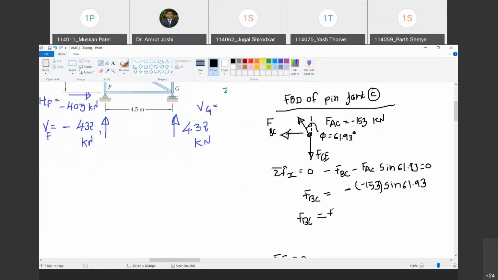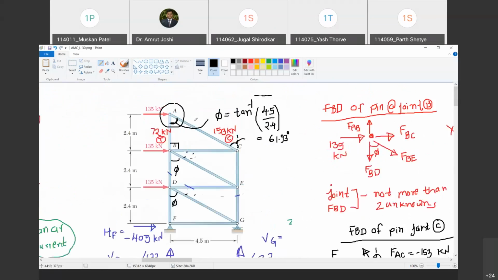FBC turns out to be plus 135. Do you agree with me? Yes, sir. So plus 135 kilonewton, meaning it is tensile in nature. Therefore tensile. Are you with me? Yes, sir. So let me report this force on our force diagram. Where is FBC? FBC is here and it is 135 kilonewton. Nature is tensile. Happy? Yes, sir.